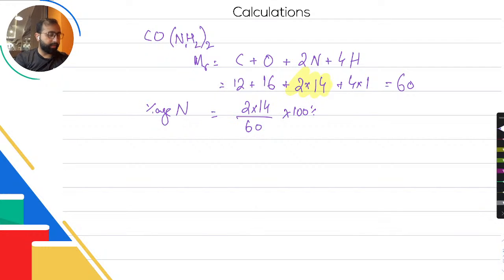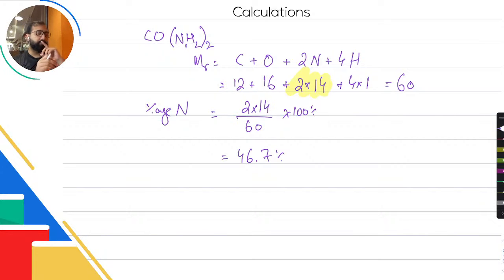So if I do that, I will get 46.7%. So what is this telling me? That 46.7% of this total mass is nitrogen. So if I have 1 kg of this thing, 467 grams will be nitrogen. All right. So if I take a ton of this thing, 467 kgs will be nitrogen that you're giving to the plants, right? So that's called percentage composition or percentage by mass.